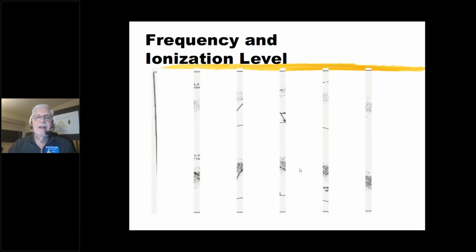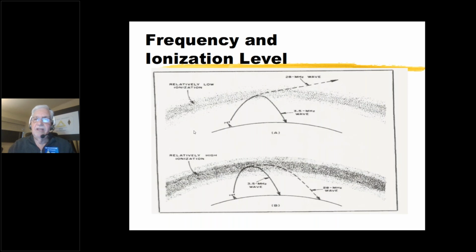Frequency and ionization level, again, as I just said, let's look at this. With relatively low ionization, a 28 megahertz signal will pass straight through the D layer, and a 3.5 megahertz signal will pass through as well, where we have low ionization. With high ionization in, let's say, the E layer, you get the 3.5 megahertz wave bending down and the 28 megahertz wave bending more, an absorption situation.